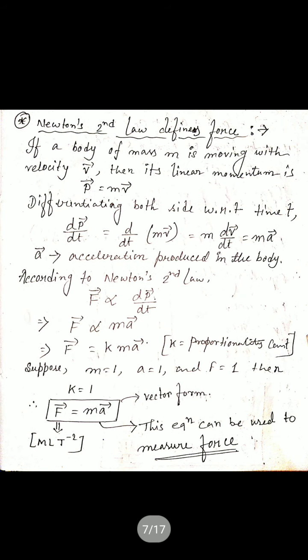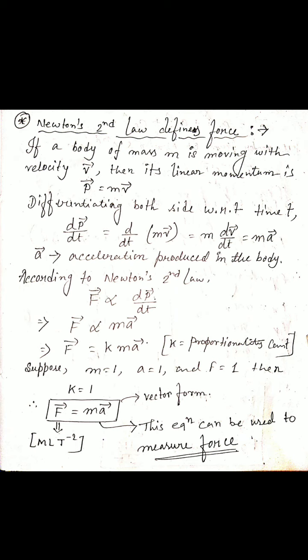Okay, so these two things we discussed are part of the statement of Newton's second law. Let's discuss that we already said that from the first law we also defined force. Now Newton's second law also defines force. How does it define the force? If a body of mass m is moving with some velocity v, then its linear momentum is the product of mass into velocity, and it is a vector quantity. So in vector form, the linear momentum is denoted by p vector.